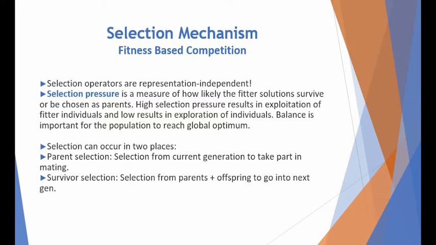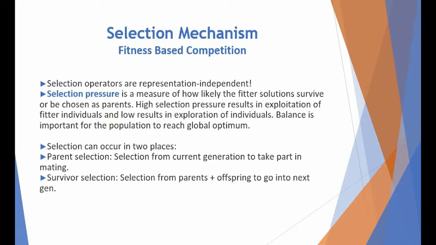Selection mechanism is a fitness based competition. Selection operators are representation independent, and selection pressure is a measure of how likely the fitter solution is to survive or be chosen as a parent. High selection pressure results in exploitation of fitter individuals and low pressure results in exploration of individuals. Balance is really important for the population to reach the goal optimum.